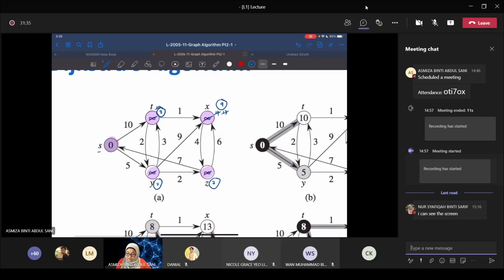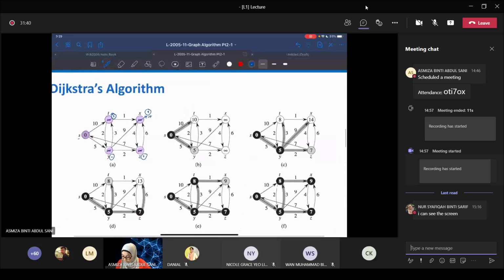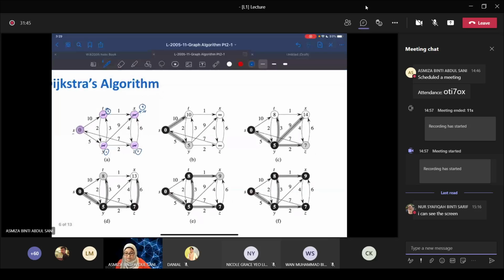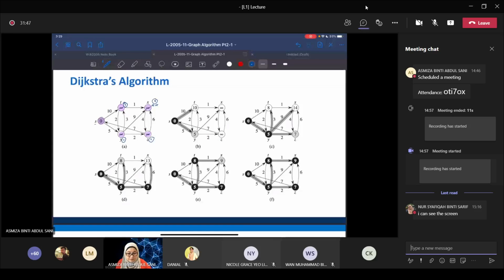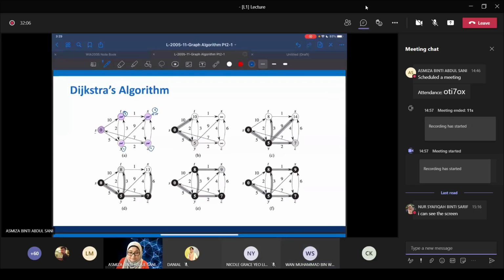So this is how you apply the Dijkstra algorithm. So 8, 9, 7, 5. Okay, do you have any question about applying the Dijkstra algorithm to find the shortest path between one source to the rest of the nodes? Class, any question? Yes, no? You good?